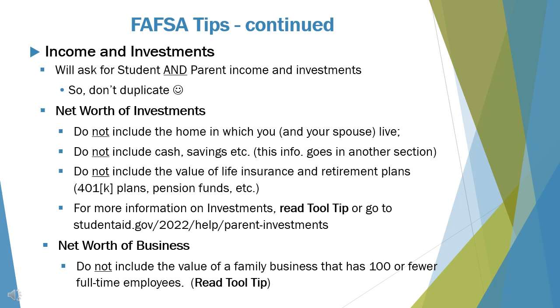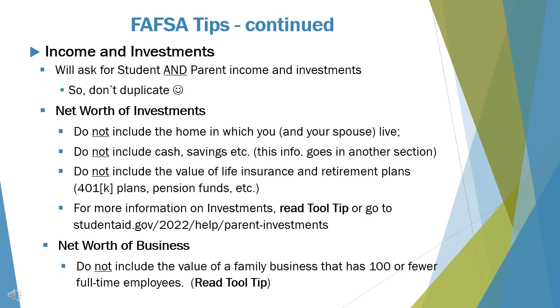Again, remember, this is the student's FAFSA. The FAFSA asks for student income and investments, as well as parent income and investments. Be careful not to duplicate information. We see this mistake every year where the parent income is listed for both the student and for the parent.